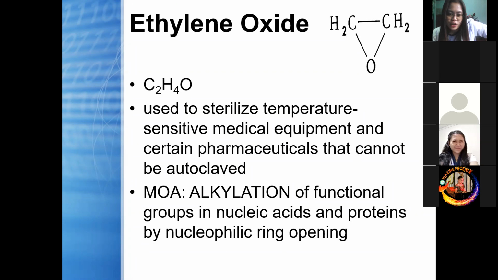Okay, again, mechanism of action. Let's talk about the mechanism of action of ethylene oxide. How does it kill the bacteria? This one is the alkylation of functional groups in nucleic acids and proteins by nucleophilic ring opening. So how do we explain this in terms that are easy to understand? This ethylene oxide, class.